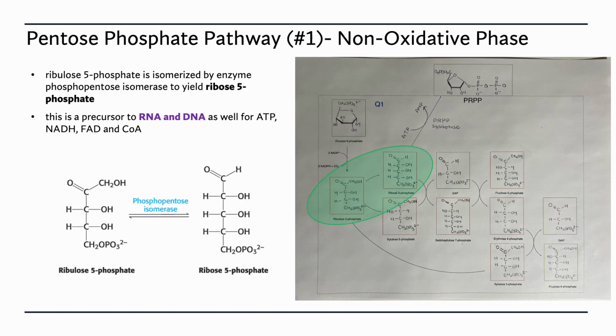The non-oxidative phase generates other intermediates which are important as well with the help of transketolases and transaldolases. But for the purpose of this presentation, I will focus on just the first step in the non-oxidative phase, which is the conversion of ribulose 5-phosphate to ribose 5-phosphate via the enzyme phosphopentose isomerase. Ribose 5-phosphate is an important component of RNA synthesis as it is a sugar present in the molecule, and deoxyribose sugar for DNA is also derived from this.